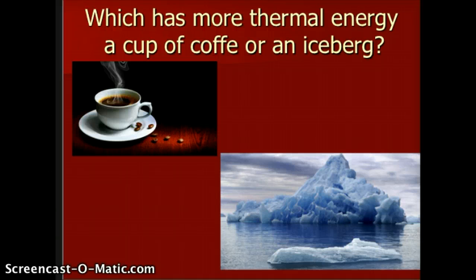Another way to think about it is that a cup of coffee has more thermal energy per unit of volume, but an iceberg has more thermal energy overall. Okay? Another way to think of it, because I like to give it to you a couple different ways, is this. What would happen if you poured that coffee on the iceberg? Which would change more in temperature, the iceberg or the coffee? Yeah, you got it, the coffee. That's because the iceberg has a greater thermal energy than the coffee.